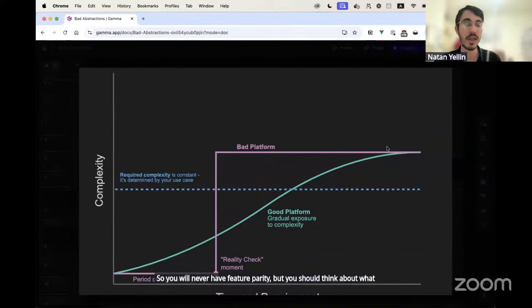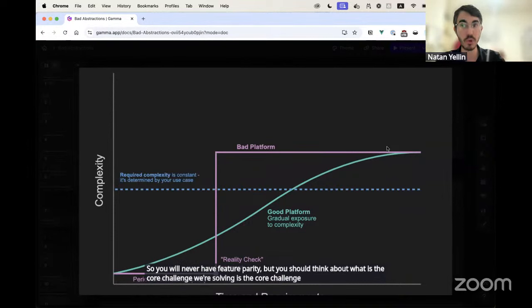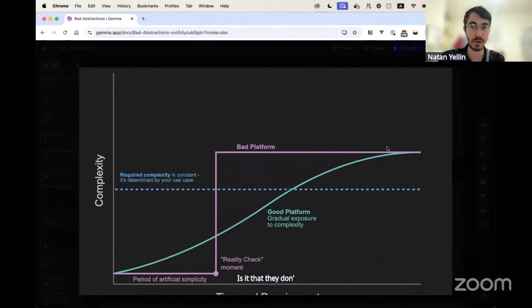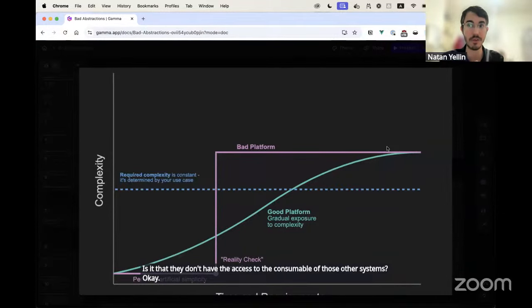You should think about what the core challenge we're solving is. Is the core challenge that devs don't know to look in those other places? That's part of why we build an AI assistant, so we can surface up for devs, you should actually go and look here. Is it that they don't have access to some of those other systems? Okay, that's an access problem. How do you solve that?